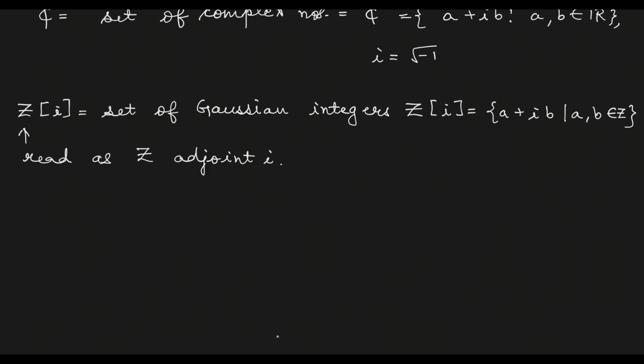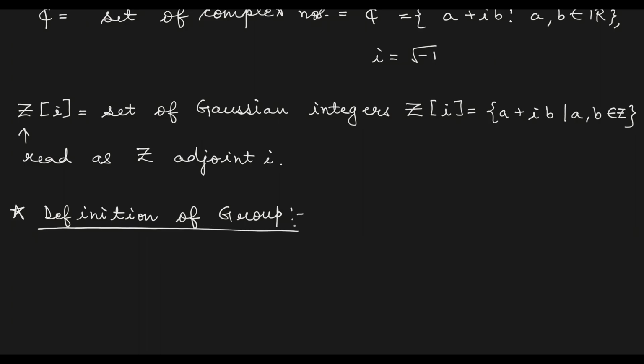Next, the definition of group. Can you tell me the definition of group? Yes, a group is a binary operation that satisfies associative property, additive identity, additive inverse. Note, it is not commutative; if it satisfies commutative property, then it is an Abelian group.